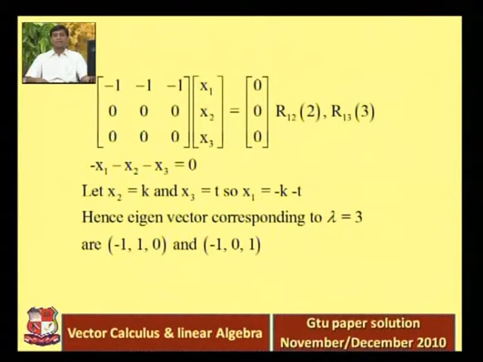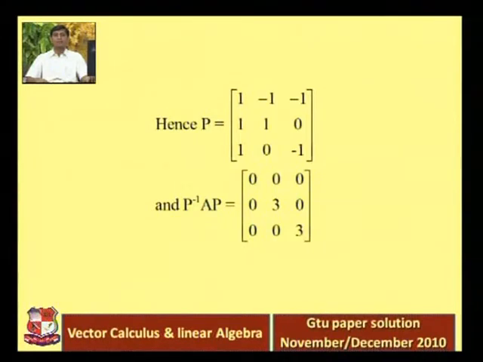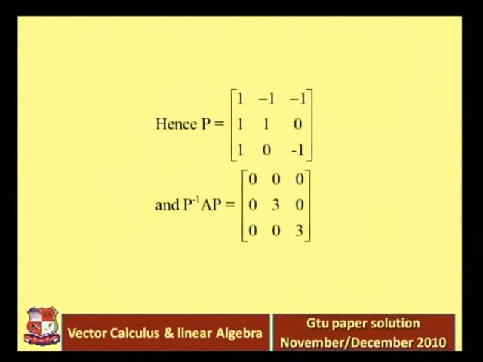Put all the eigenvectors as columns in the matrix P. So you will get P, where the first column is the eigenvector corresponding to lambda is equal to 0, that is 1 1 1, and the second and third columns are the eigenvectors corresponding to lambda is equal to 3, that is -1 1 0 and -1 0 1. And P inverse AP, we just write down directly, has the eigenvalues on the main diagonal and all other elements zero.